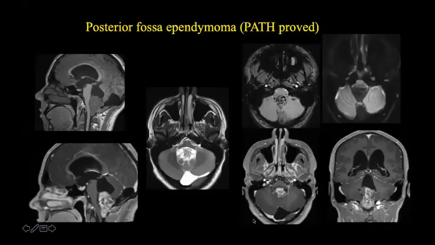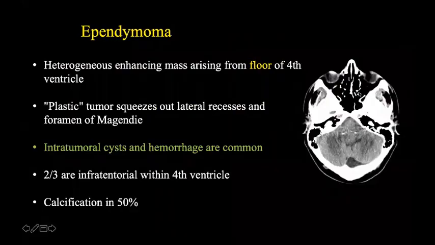Okay, good. Yes, it's ependymoma. And you can see how it goes down through the foramen magnum, and it's also more heterogeneous. And there is some susceptibility signal related to either calcification or a blood product. And there is no restricted diffusion. So again, we said heterogeneous, arising from the floor of the 4th ventricle, has the plastic characteristic, more cyst and hemorrhage. 2/3 are infratentorial, calcification about 50%.